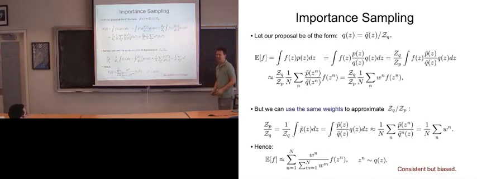Bias basically means that on average, if you take two estimators and you average them, the expectation of the estimation is equal to the true value.